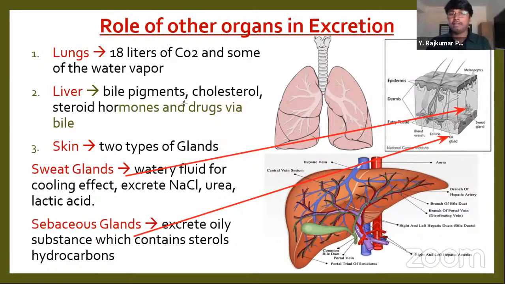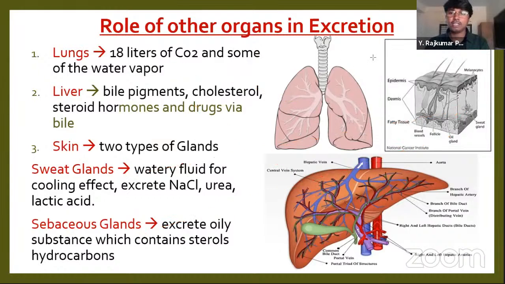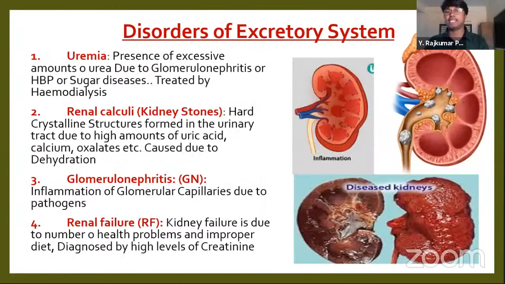Next, liver. The liver is the largest internal organ, and you learned about the liver in the digestive system, isn't it? It is highly vascularized and is the most important organ in the body because it has several functions. The next is the lungs. We have studied about lungs in breathing and exchange of gases. It excretes carbon dioxide, which is a gaseous waste. Okay, dear students, let's learn about the disorders of the excretory system.